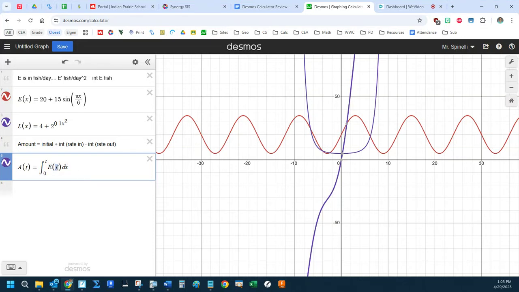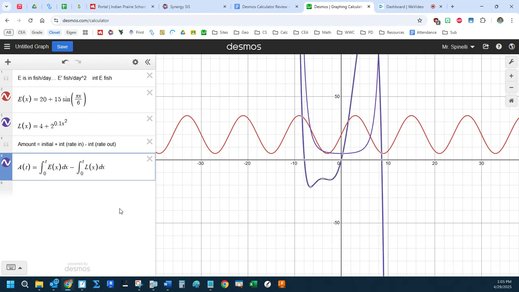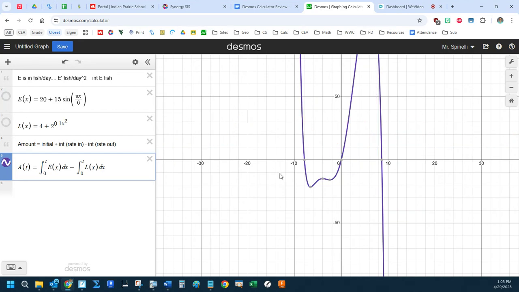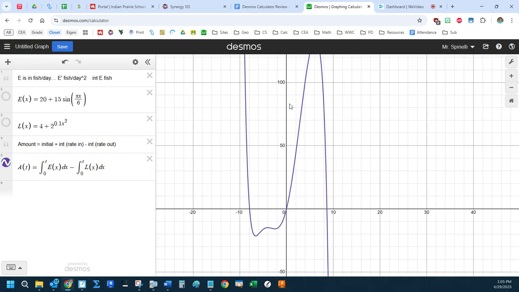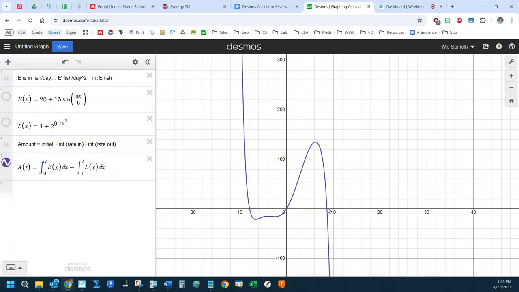Now, if you write the same letter on your test, you write t's up here and t's down here, you will not lose points. But since you're watching this video, you really shouldn't make that mistake anyway. So then I'm going to integrate from 0 to t the number of fish leaving. Again, yes, I could have these be the same integral and it'd be fine. But now this purple function tells me how many fish are in the lake at any given time on the interval 0 to 8.